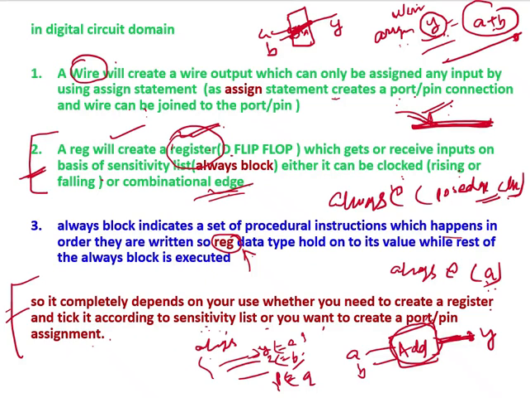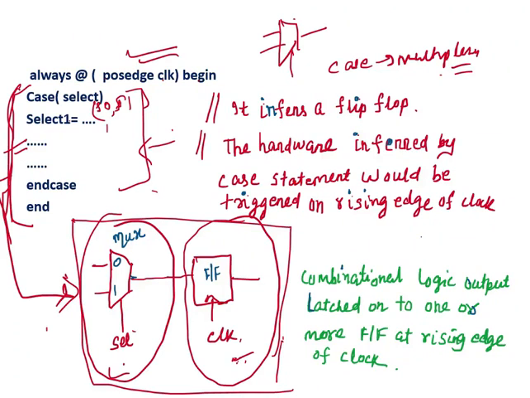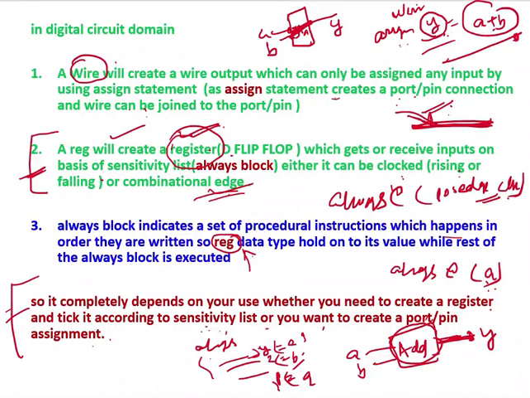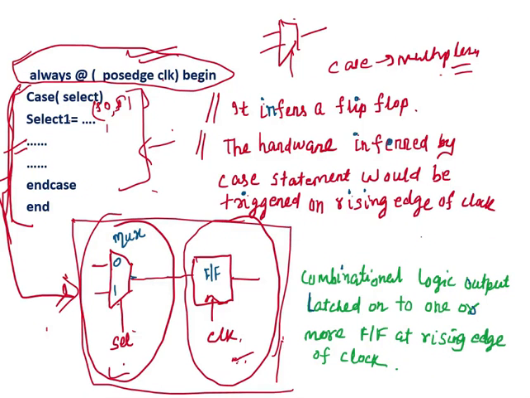And if you do not include this line, then it is purely a combinational circuit. We are simply creating a port and pin connection, and we are assigning all these values, select, A and B, simply to this out. So it all depends on the designer's choice, how you are going to assign your output, whether it is a wire or whether it is a reg type.